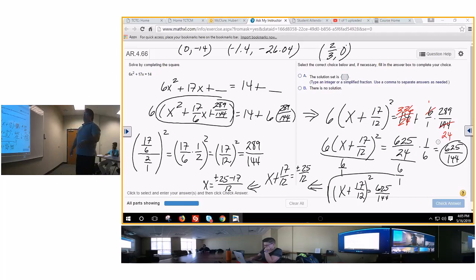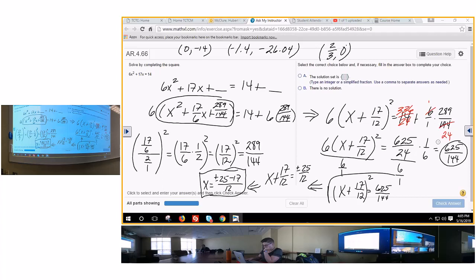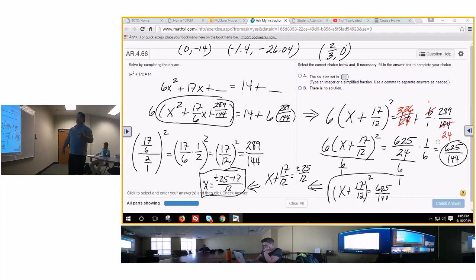Oh, I'm looking at the wrong one. That's why I couldn't get it. I'm supposed to be looking at this one. I was looking at the one before it. Sorry. Okay, negative 25 minus 17 is negative what? 42? What's negative 25 minus 17? Negative 42. Negative 42, go ahead and divide that by 12.